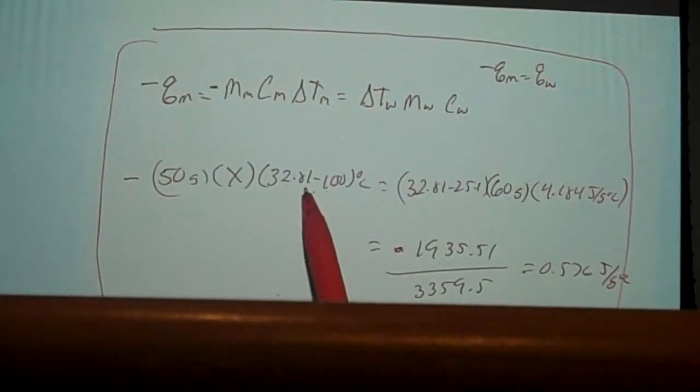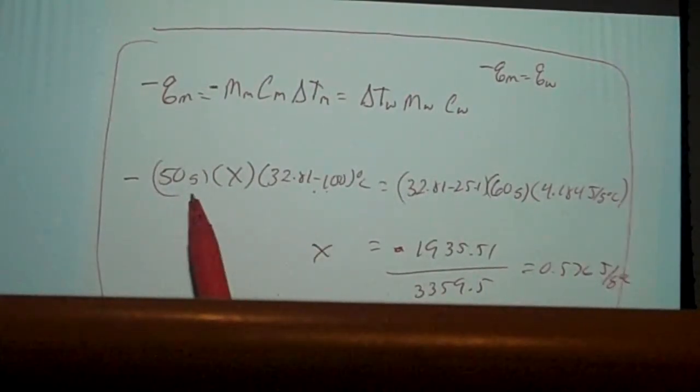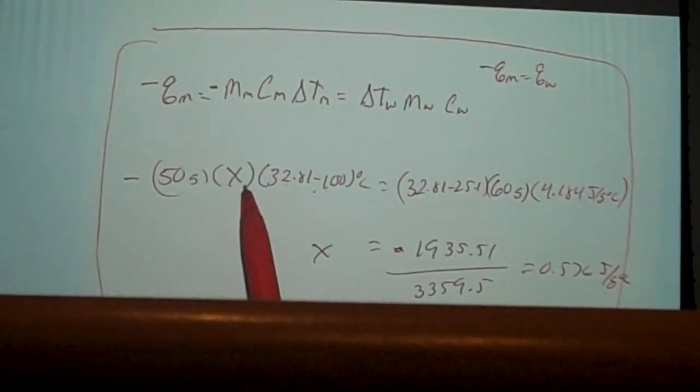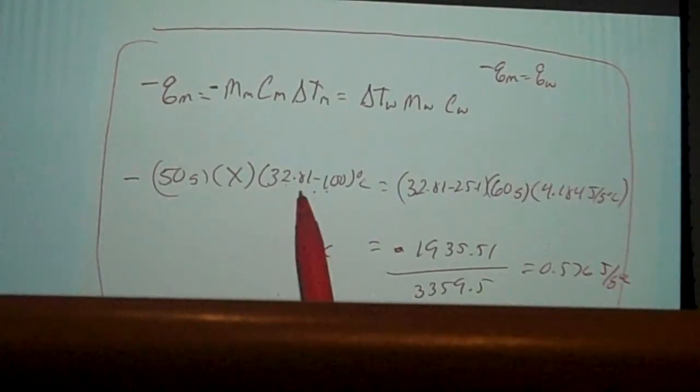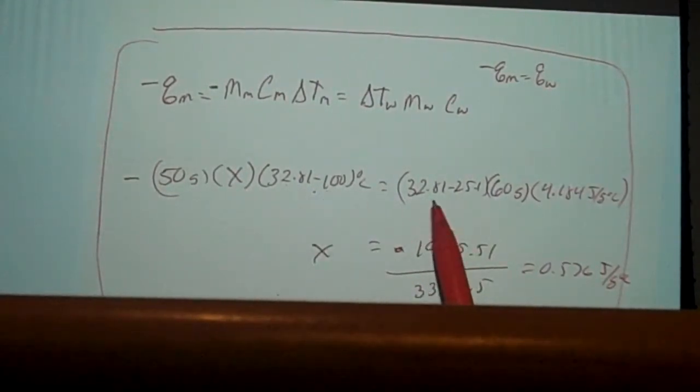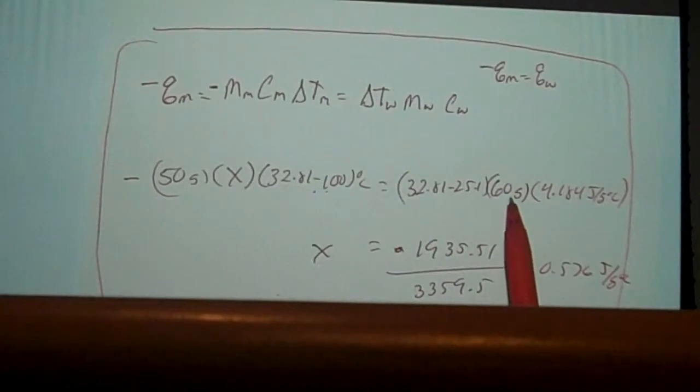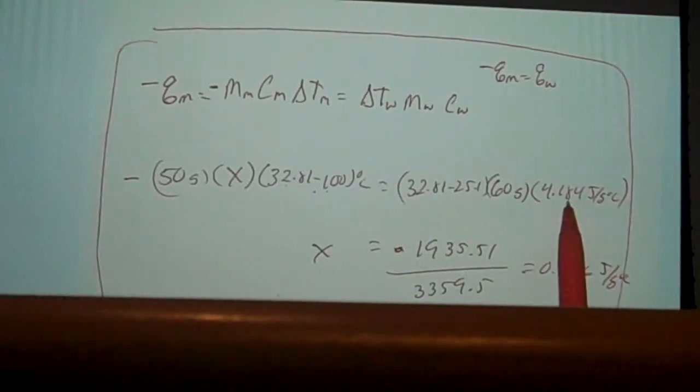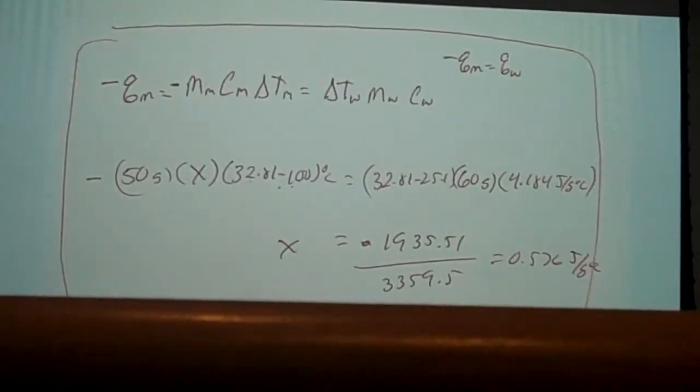So there's the mass of the metal, the specific heat of the metal we want to calculate, and the change in temperature of the metal. There is the change in temperature of the water times the mass of the water times the specific heat of the water, which was given. Then just solve for x. X equals 0.576 joules per gram degree Celsius. That's how you do it. Pretty straightforward. Got it? Yeah.